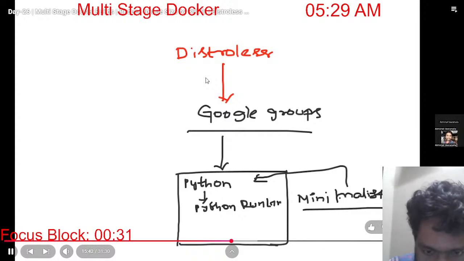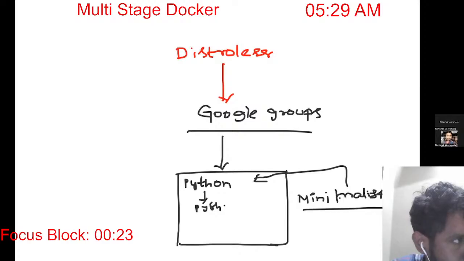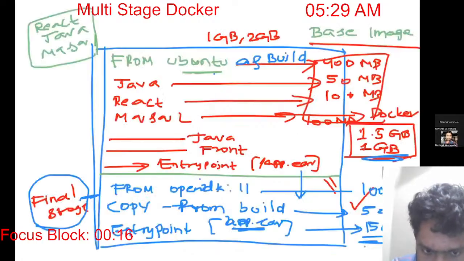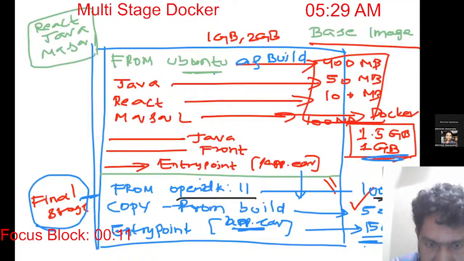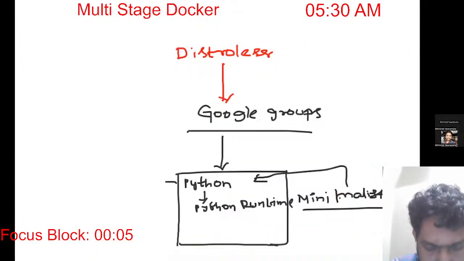Like in the previous example I explained, I will choose an OpenJDK distroless image. This Python distroless image will only have the Python runtime. Like I told you, this will be only 100 MB because it only has OpenJDK. Now there will be another kind of distroless image that will not even have a Python runtime.